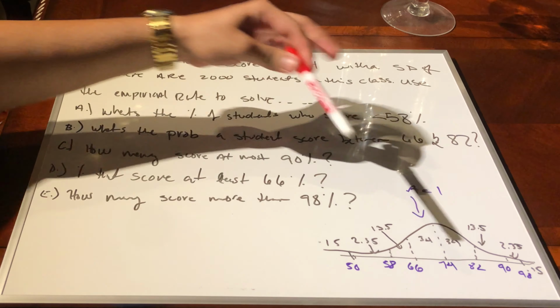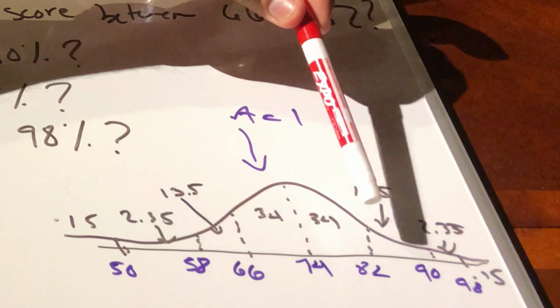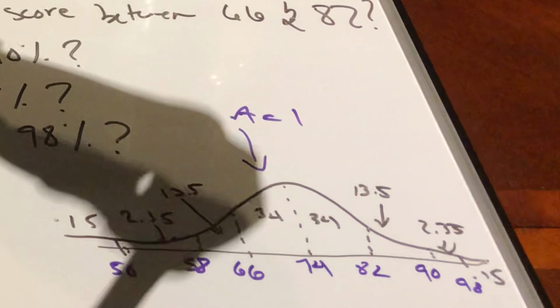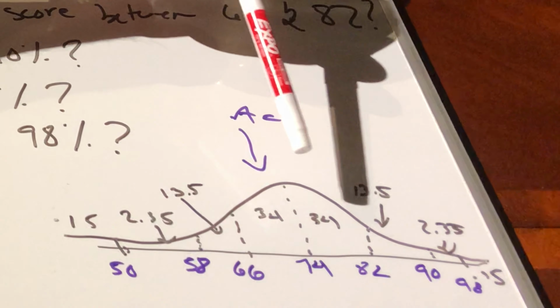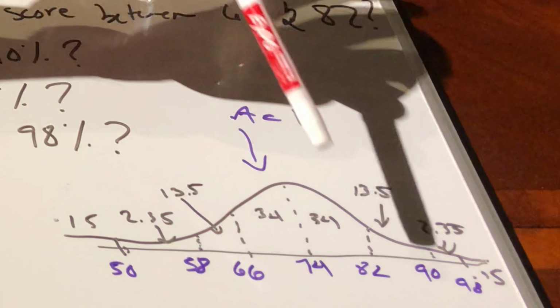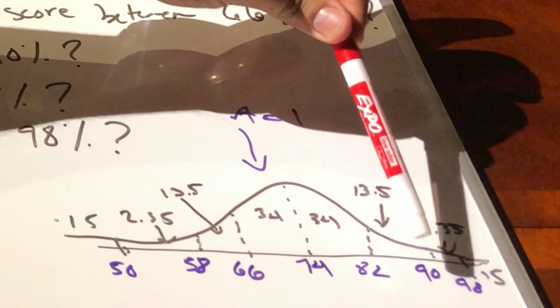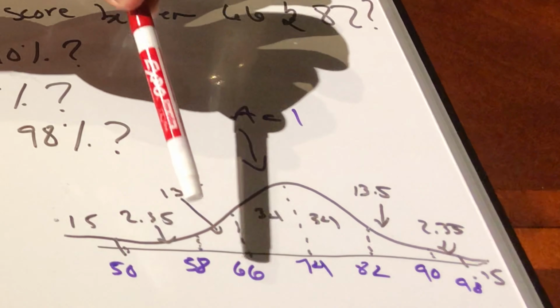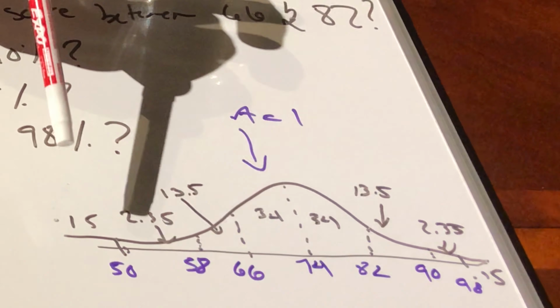That means every standard deviation that shifts over is going to be subtracting or adding 8. So one standard deviation that moves over to your right, it's 74 plus 8 equals 82. When it moves to the left, it's 66. If you add another 8 to 82, you get 90. Another 8 to 90, you get 98. Subtract 8 from 66, you get 58. Subtract 8 from 58, you get 50.